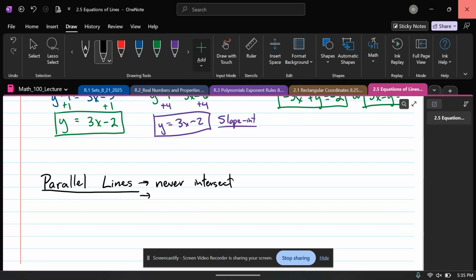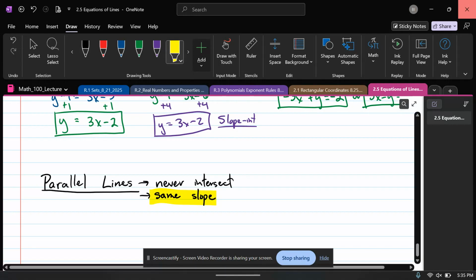Identical slope. That's the one I'm going for. The identical slopes. They have the same slope. That's the one we need. They have the same slope. That's the one that's the most important to us, is that they have the same slope. So let's use that to help us do some problems.